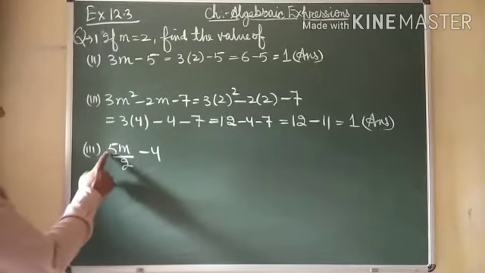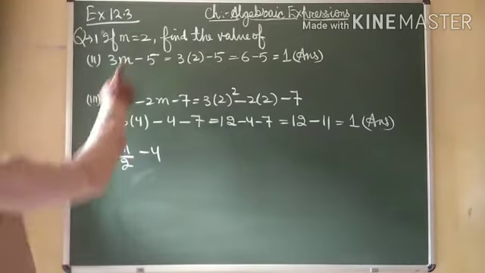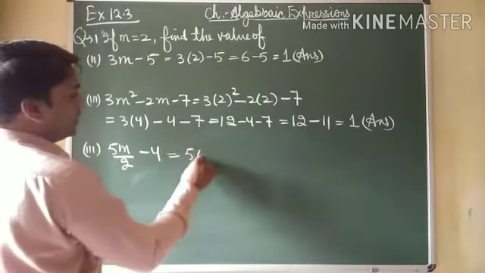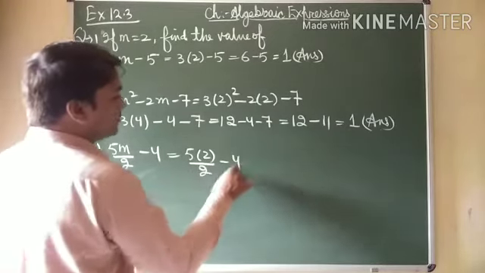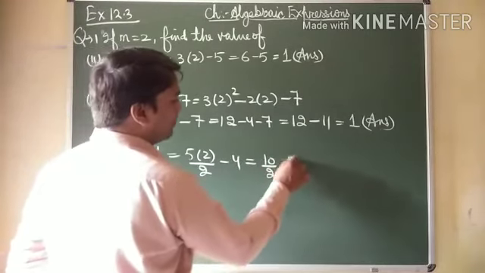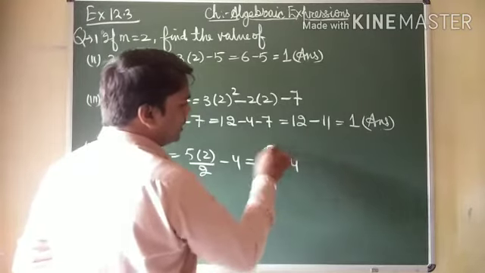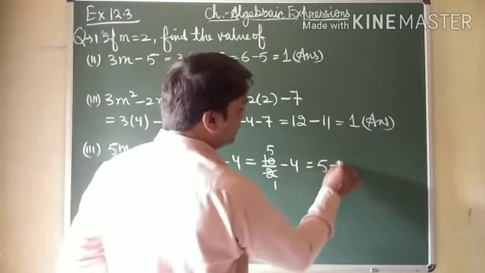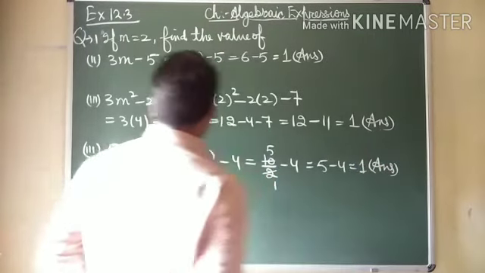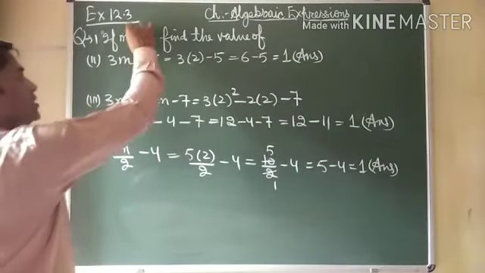Find the value of the algebraic expression 5m over 2 minus 4 at m is equal to 2. So again putting the value of m is equal to 2 here, we get 5 into 2 over 2 minus 4. Now 5 into 2 is equal to 10. So it becomes 10 by 2 minus 4. Now here we can do the cutting. So 2 ones are 2, 2 5s are 10. So it becomes 5 minus 4 which is equal to 1. Therefore, 1 is the required value of the algebraic expression 5m over 2 minus 4 at m is equal to 2.